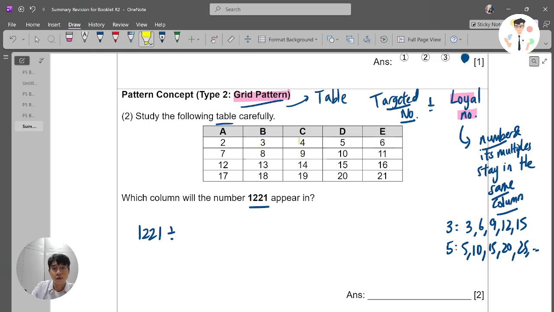If you see 4, 4, 8, 12. Of course, it's not loyal. It's going to 3 different columns already. Okay. And how about 5?